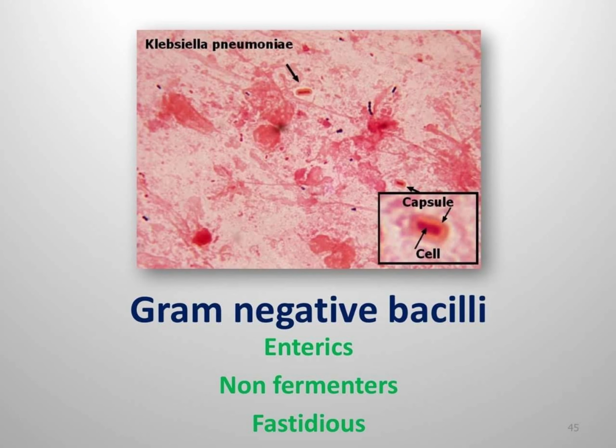Gram-negative bacilli are a diverse group of bacteria that are characterized by their rod-like shape and the presence of a double cell membrane, which makes them more resistant to certain antibiotics and disinfectants. There are many different types of gram-negative bacilli, some of which are harmless commensal bacteria in the human gut, while others can cause serious infections.